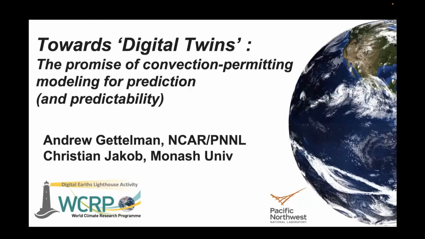So I'm going to talk about digital twins and try to explain what they are and how they're related to high resolution modeling and the promise of convection-permitting modeling for prediction and predictability. As Bao said, I'm co-leading this Digital Earth Lighthouse activity for the World Climate Research Programme with Christian Jakob at Monash University in Australia. And the picture on the right, of course, is not a satellite image. That's actually a 4-kilometer global model. It happens to be from the MPAS atmosphere model from the NCAR contributions to the DYAMOND simulation. So that is the level of realism that we're approaching with a lot of our modeling systems.